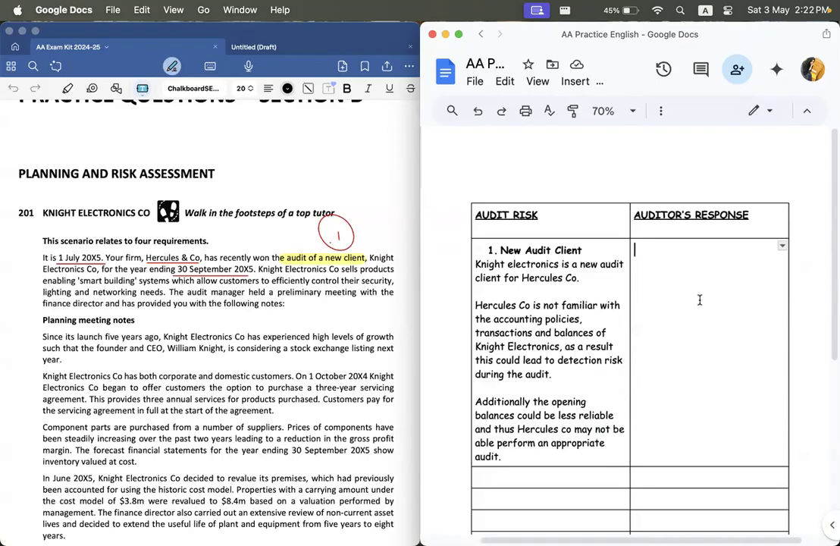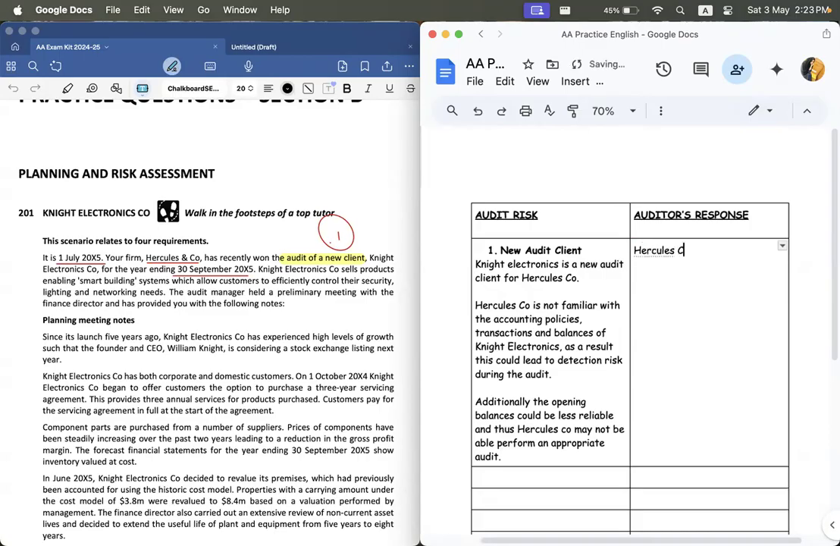Now the auditor's response. When the question here is our company, that is our audit firm, being not able to do the proper audit, because we don't know this company, we must make sure that we have enough experienced staff in order to detect the risk. Understood? So we have staff who have dealt with all the new companies. We need those experienced staff in order to deal with this. So that is the first auditor's response. Understood?